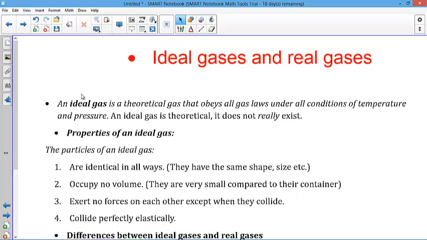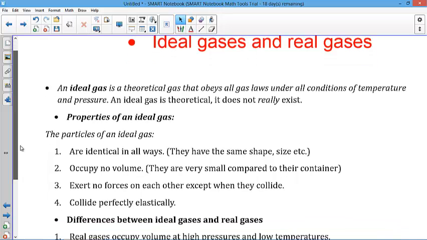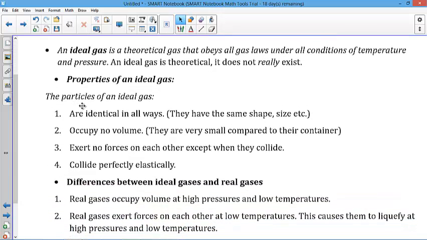Now, we're using the word ideal here in the sense of perfect, but there is no ideal gas, there is no perfect gas. So an ideal gas is only theoretical, it doesn't really exist. Now, what are the properties of an ideal gas? If the ideal gas existed, then we'd expect that it would have the following properties.